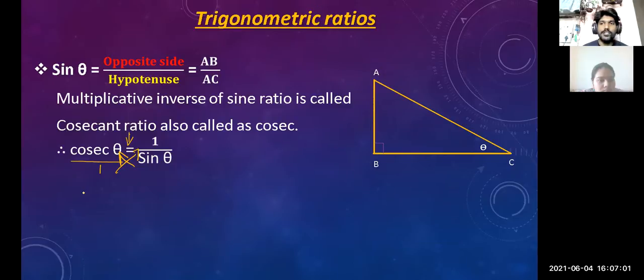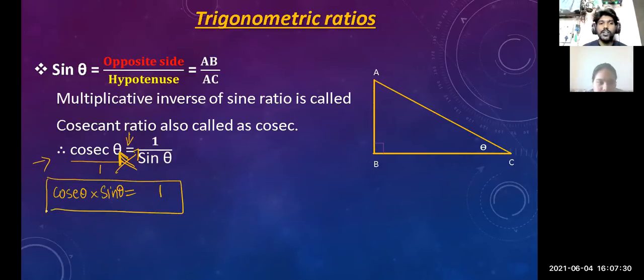On the left hand side, what will be there? 1 into 1. This side first, so you would multiply 1 into 1, right? So 1, this side. And the other side? Cosec into sine. Yes, cosec theta into sine theta. So you see here we are getting a new formula that says cosec theta into sine theta is equal to 1. Did you understand this? Now I want you to write this formula.